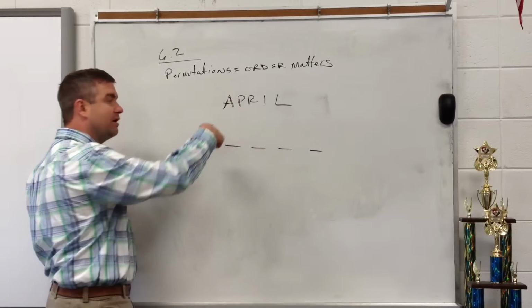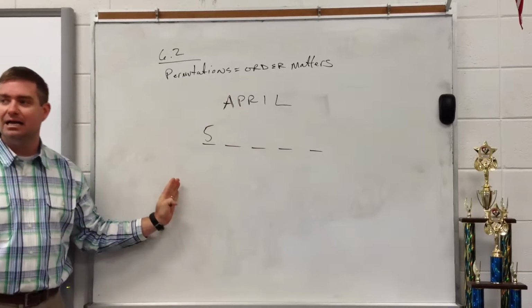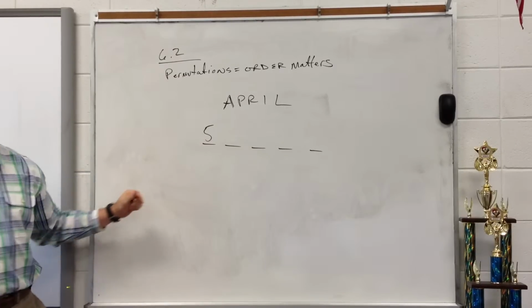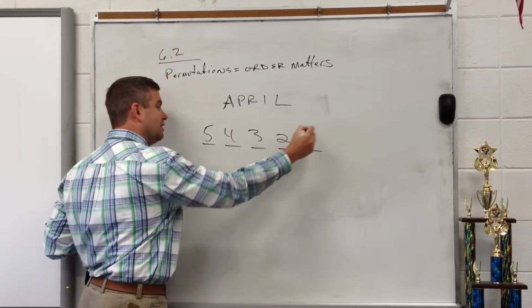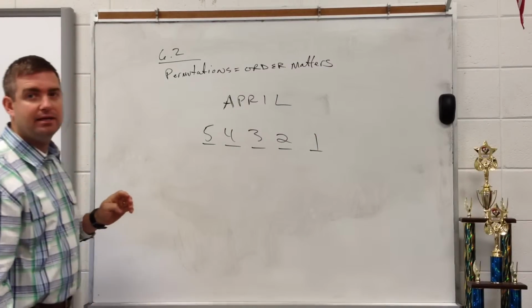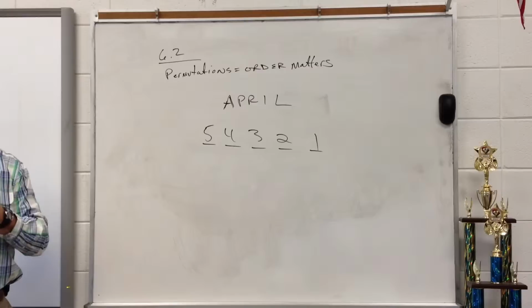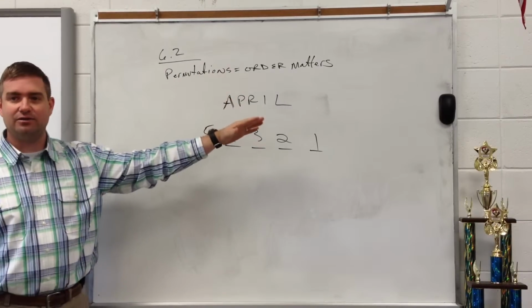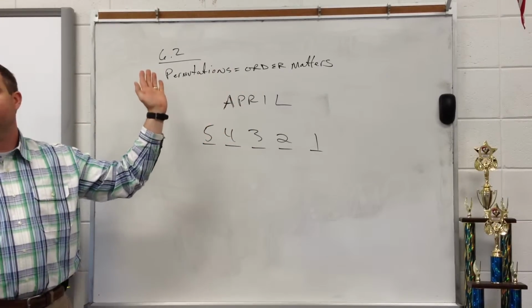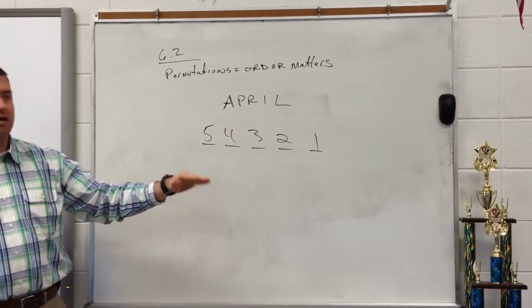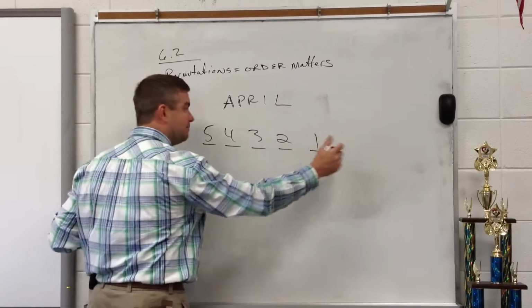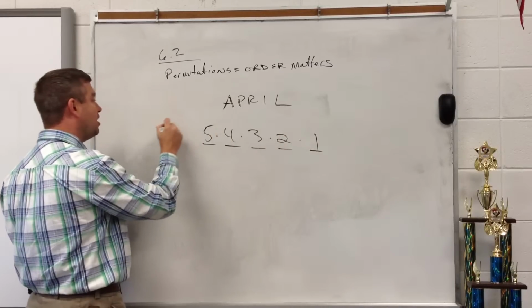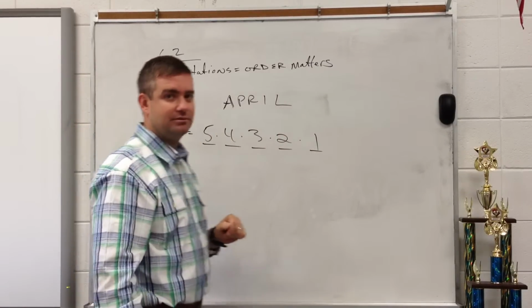But once I pick one of those letters and put it in the first slot, you only have 4, because you can't use it again. So how many choices would you have for the second slot? 4. Then 3, 2, and the last one you would only have 1. This in itself is a permutation. You have 5 different letters and you had to choose all 5 of them. We have a way of figuring this out: 5 times 4 times 3 times 2 times 1, and it's called 5 factorial.